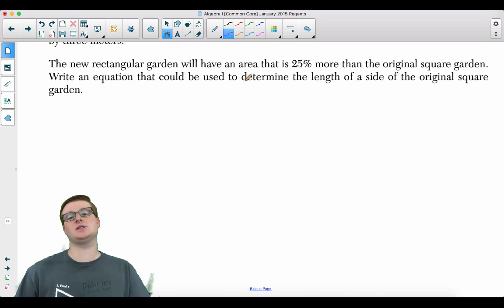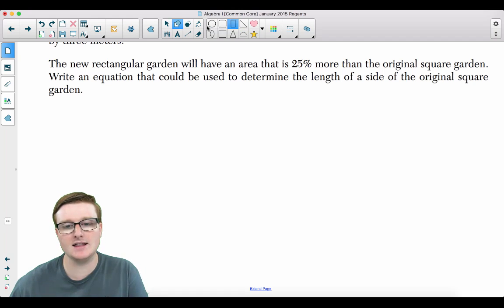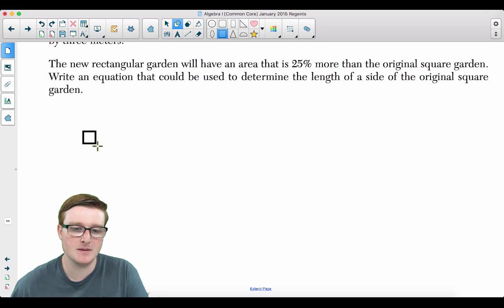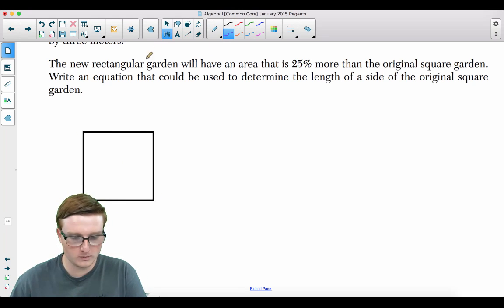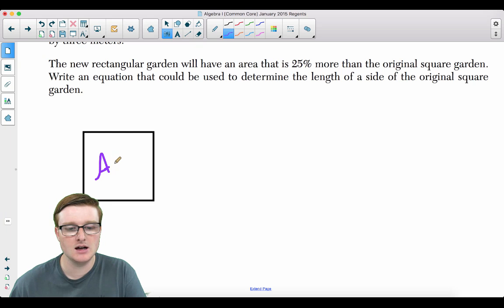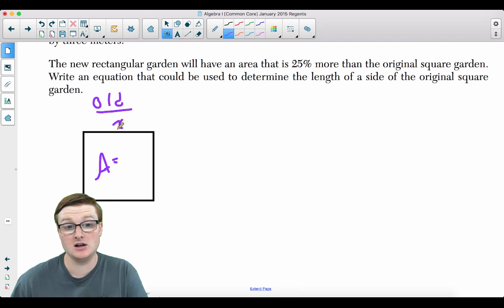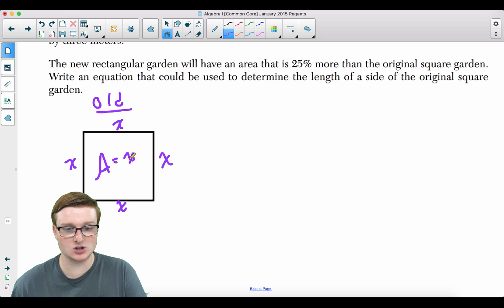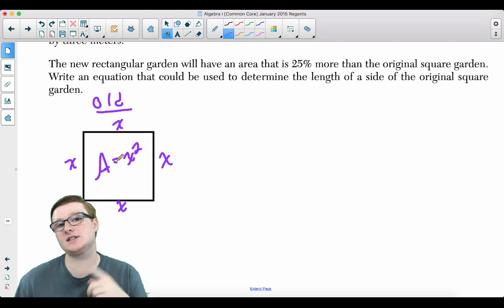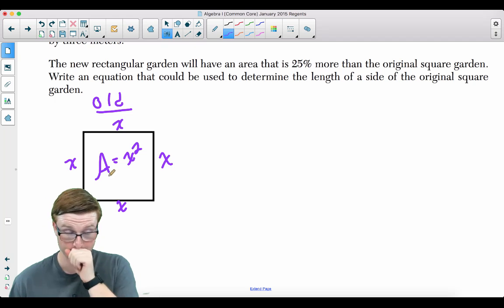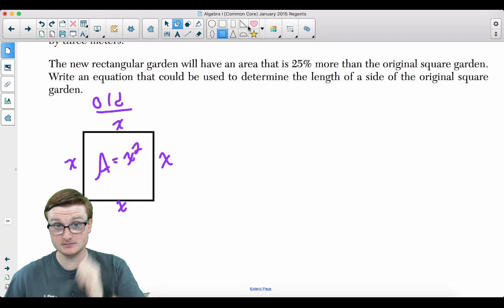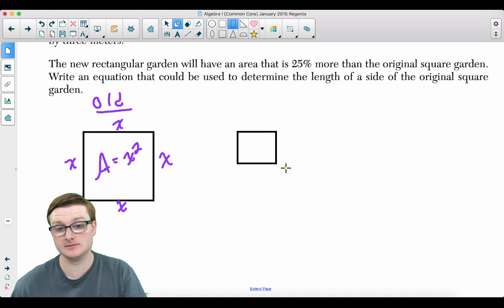So what I want to do is draw some pictures. I like drawing pictures because I'm a visual person. So the area of the old garden, which was a square, is just x, x, x, and x, because all sides in a square are congruent. So A is equal to x squared. Remember that area is equal to length times width, so x times x is x squared. That's where I'm getting that area from. Now, all of a sudden, they want to make, I guess, a rectangle.